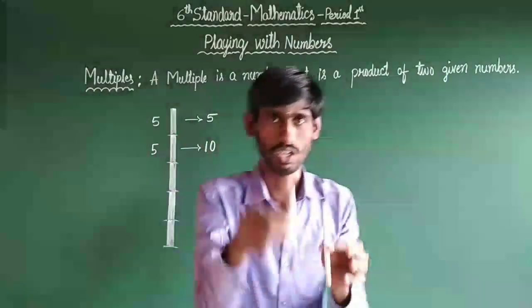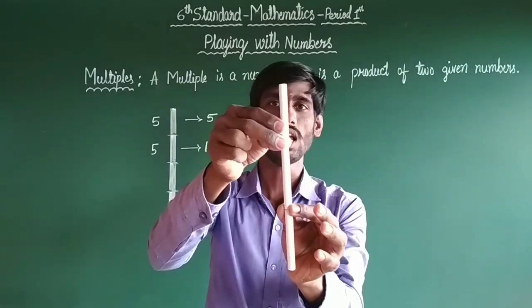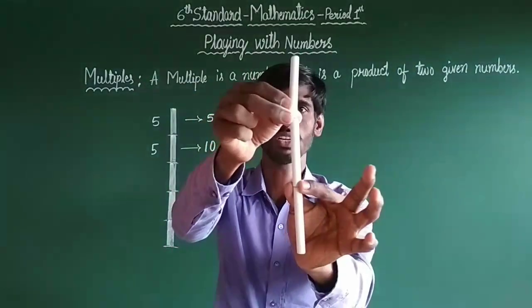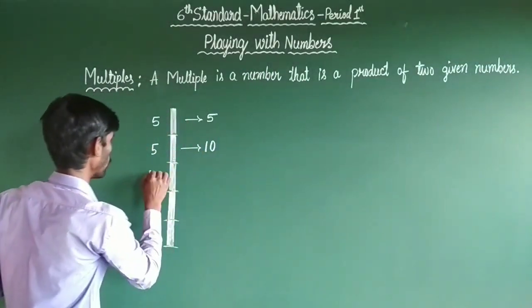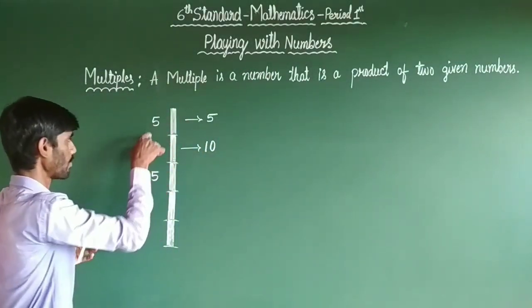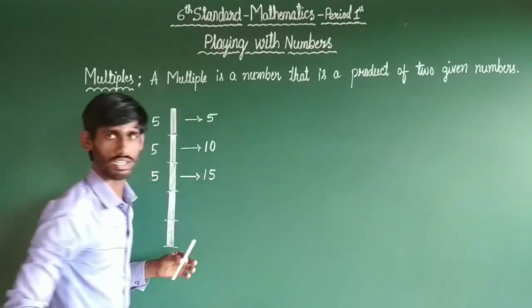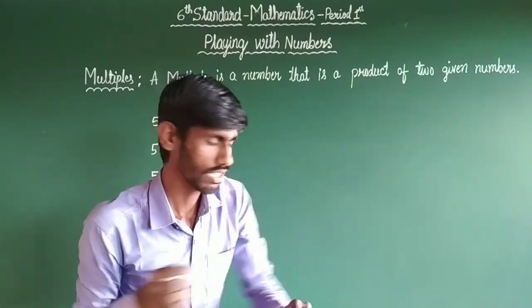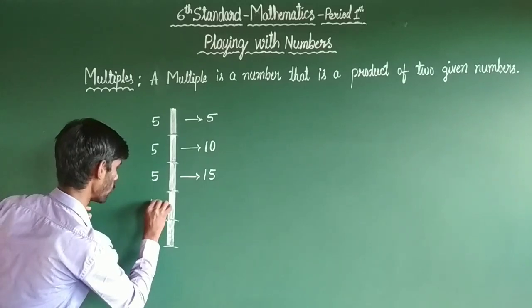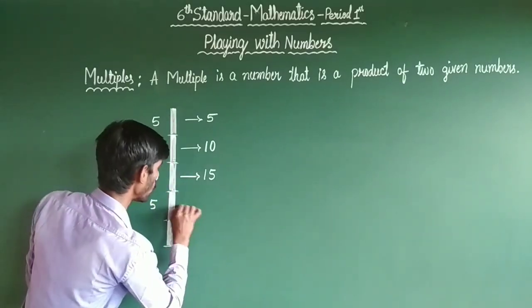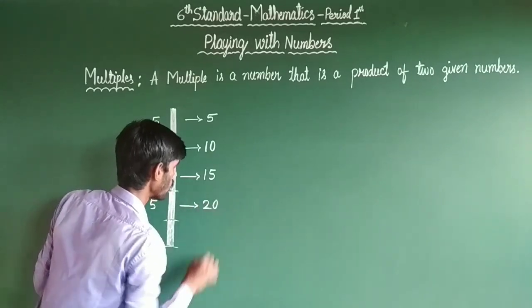I will add once again another piece of chalk. This is the first, second, this is the third piece of chalk. Okay, this is 5 centimeter. 5 plus 5 plus 5 is equal to 15. Next, once again, one more piece of chalk. This is 5. 5 plus 5 plus 5 plus 5 is equal to 20 centimeter.